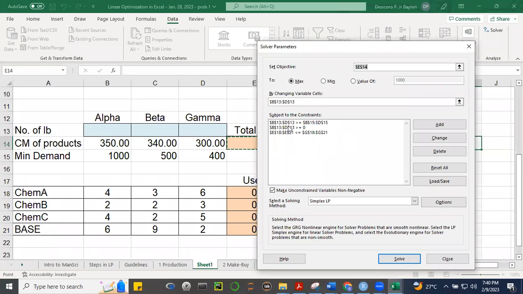However, we don't actually need to put this, so let me delete this. Why? Because there's already this option here: make unconstrained variables non-negative. If it's not clicked, you can just click this. So this is your non-negativity constraint, and there's no need to incorporate it separately. I'll just delete this.